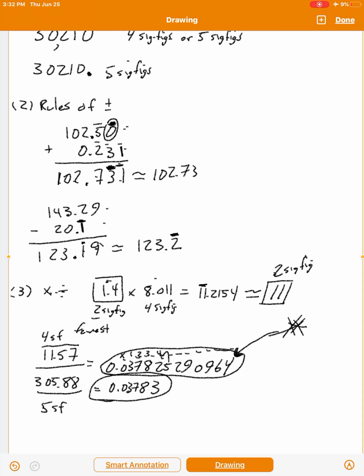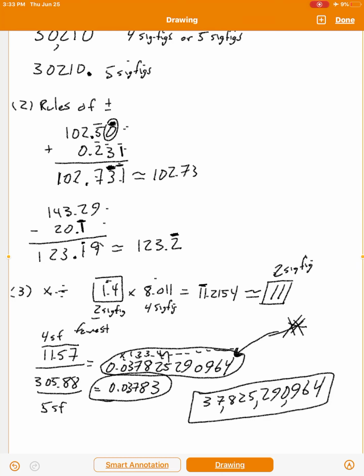Think of it this way. Suppose that, get rid of the decimal point. Suppose it's 37825290964, and you were counting something. What is that, 37 billion? It'd be very unlikely you could measure something out to the nearest dollar. You may think that you could, but it would actually probably be very, very difficult to measure out 37 billion of anything down to the nearest one.